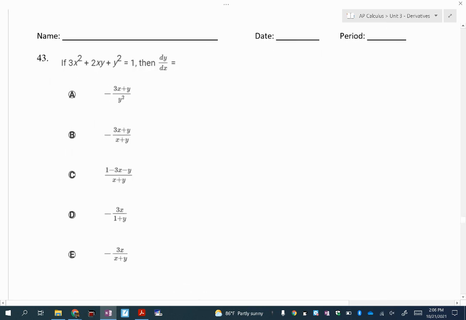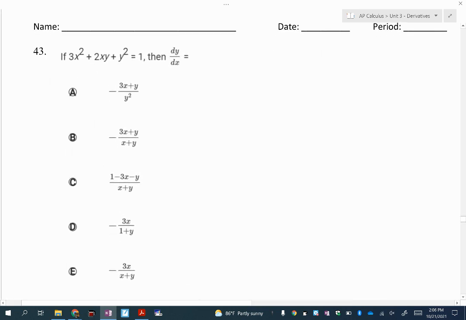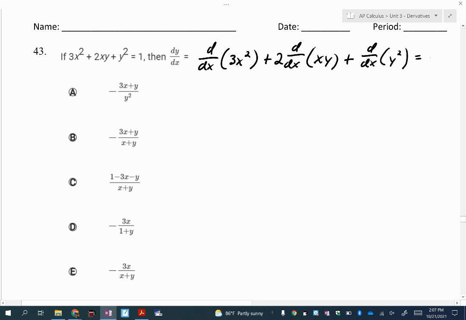43. All right. Here it is, an example of implicit differentiation, which we just got done talking about in class. So I'm going to find the derivative of 3x squared plus the derivative of, let me actually write it like this, move that constant multiple in front. So 2 times the derivative of xy, we just did a problem like that, times the derivative of y squared equals the derivative of 1.